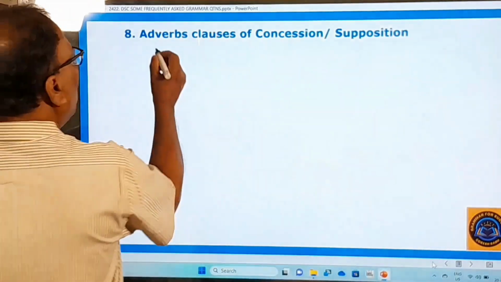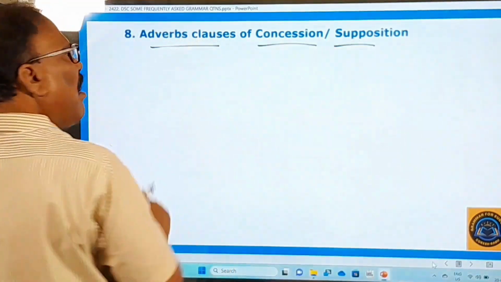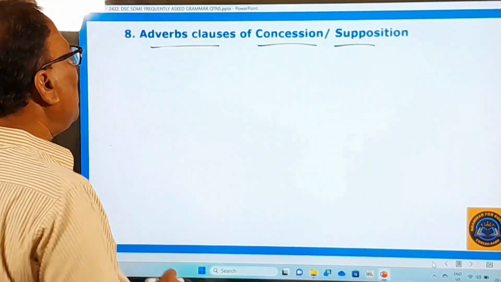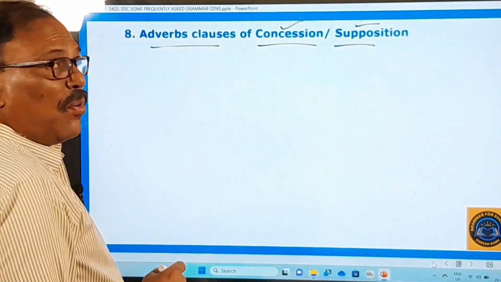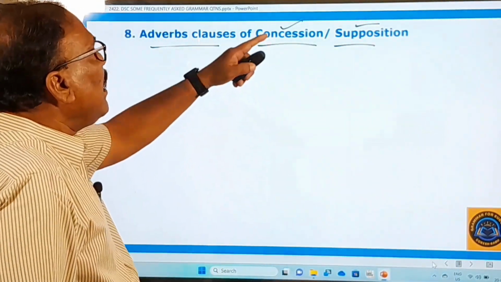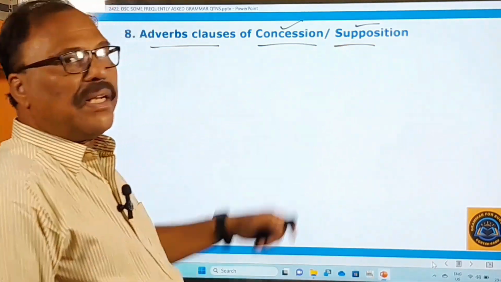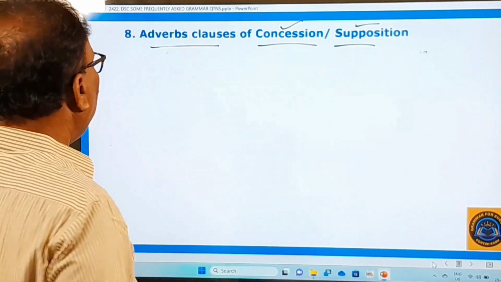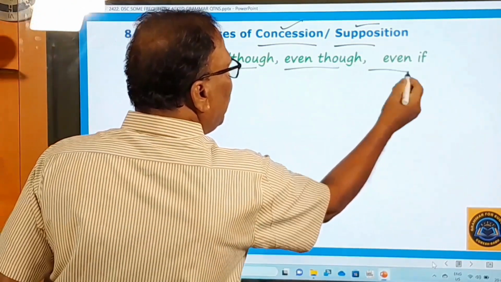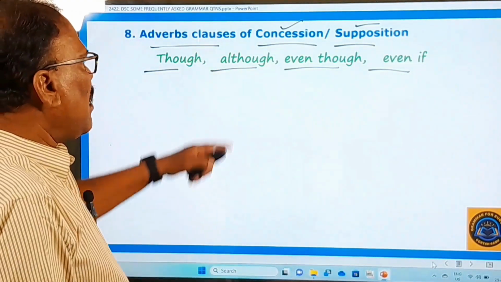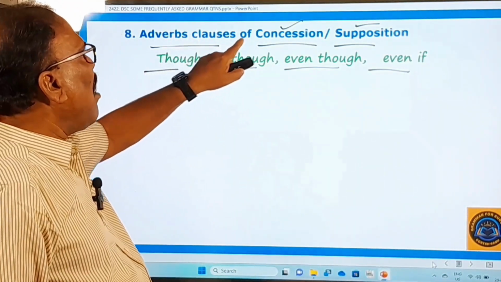Adverb clauses of concession or supposition. Some subordinating conjunctions introduce adverb clauses of concession and supposition. And then what are the concession indicating subordinating conjunctions or supposition indicating conjunctions? Let us have a look at them. Though, although, even though, even if. These are called the subordinating conjunctions that introduce adverb clauses of concession.